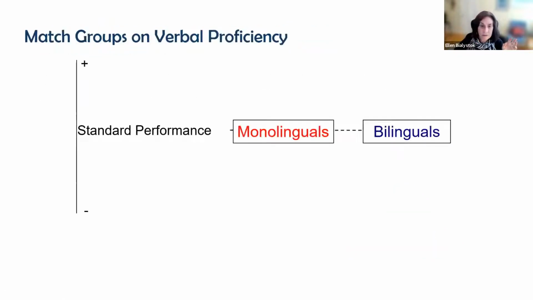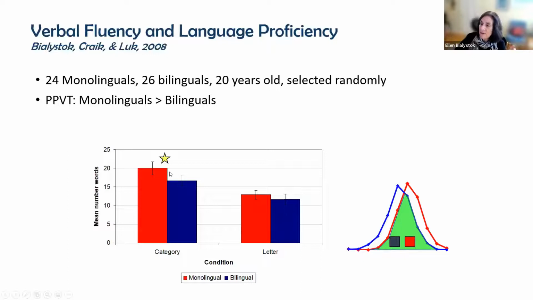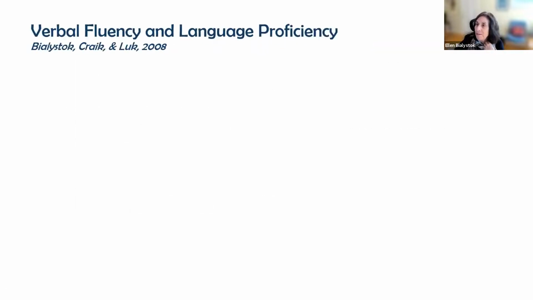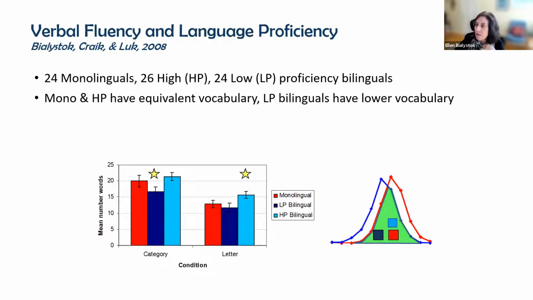We have semantic fluency, here I'm calling them category and letter, but it's semantic and phonological. Monolinguals produce more words than bilinguals. These are young adults, but on phonological fluency, they're equivalent. So that's just confirming the prediction. I'm skipping over this because I've got way too much.